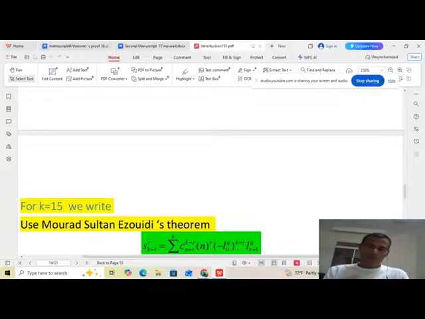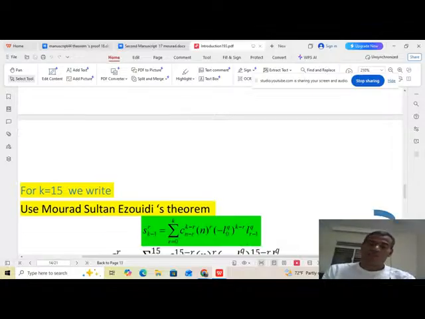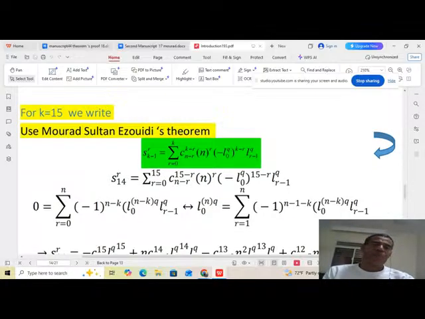This theorem seems to be a discriminant formula, not a discriminant formula in fact, but it will give you the coefficient of the new nth-degree polynomial equation. Here, just put k equal 15. 15 minus 1 is 14. It's clear for you.